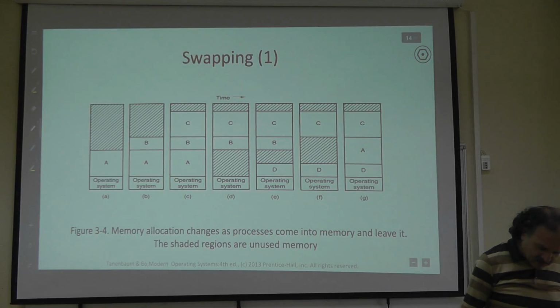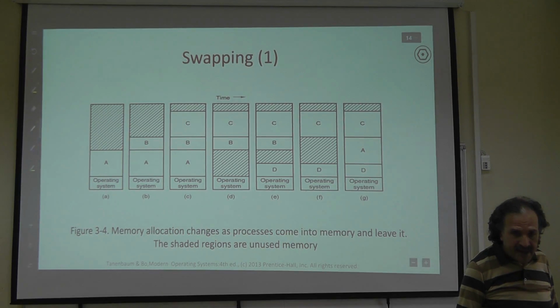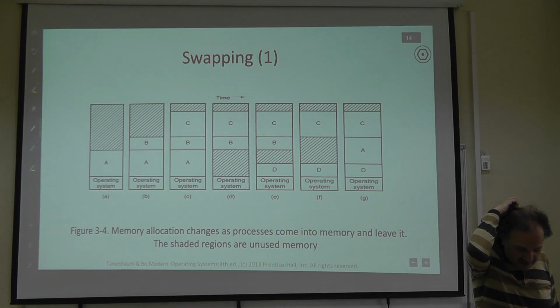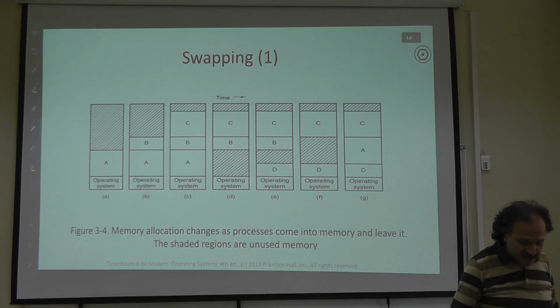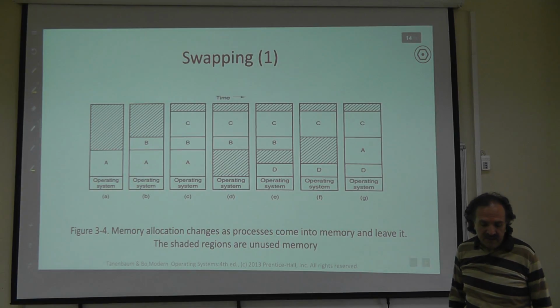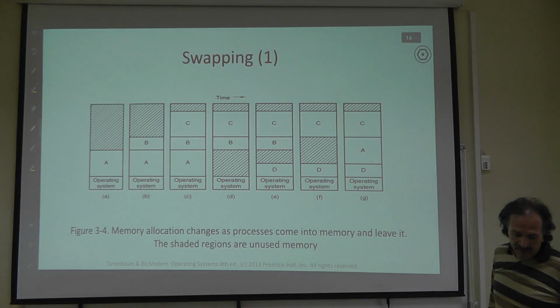Maybe I should look at this one first. Let's say in my operating system, I have this program A. It has its own address space. Then I loaded process B, and it has its own address space. Then C. A, B and C are running at the same time.